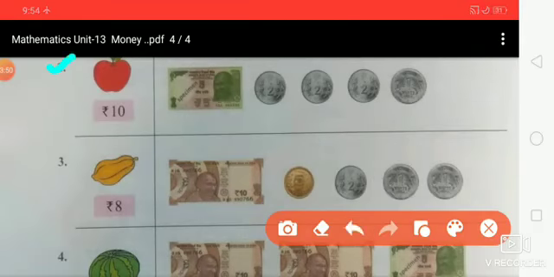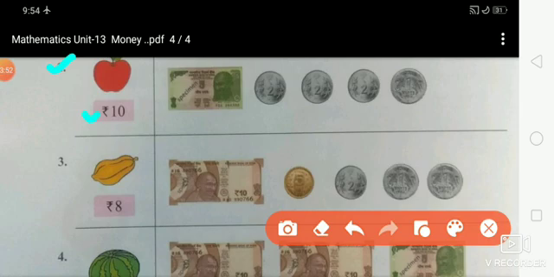Now next, the fruit costs 10 rupees. First look at the 5 rupees note. Circle the 5 rupees note, the 2 rupees coins and the 1 rupee coin. So the total amount is 10 rupees.